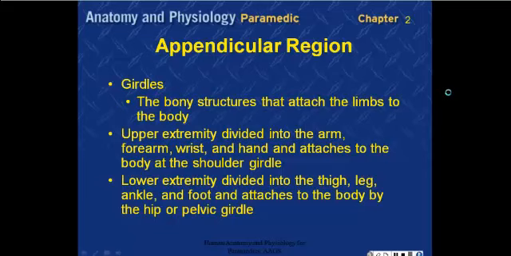The upper extremity is divided into the arm, forearm, wrist, and hand, and attaches to the body at the shoulder girdle. The lower extremities are divided into the thigh, leg, ankle, and foot, and are attached to the body by the hip or pelvic girdle.